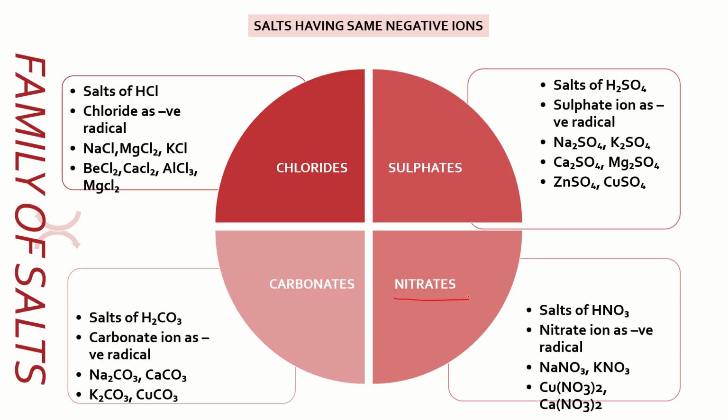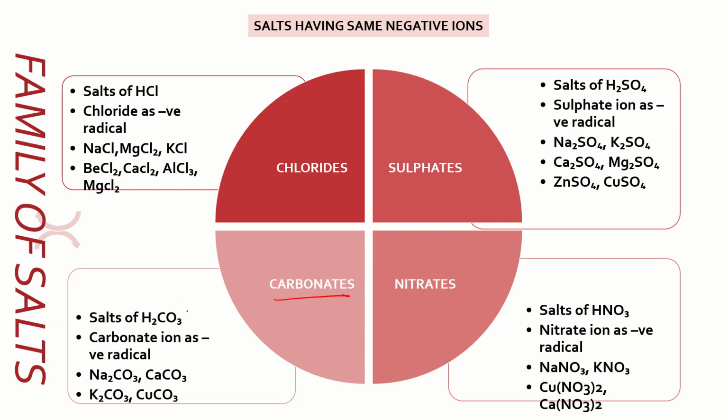Then salts of nitrates. Salts of nitric acid have the nitrate ion as a negative radical, NO3 minus: sodium nitrate, potassium nitrate, copper nitrate, calcium nitrate. These salts have a common ion, that is the NO3 minus ion. That is why these salts belong to the family of nitrates.